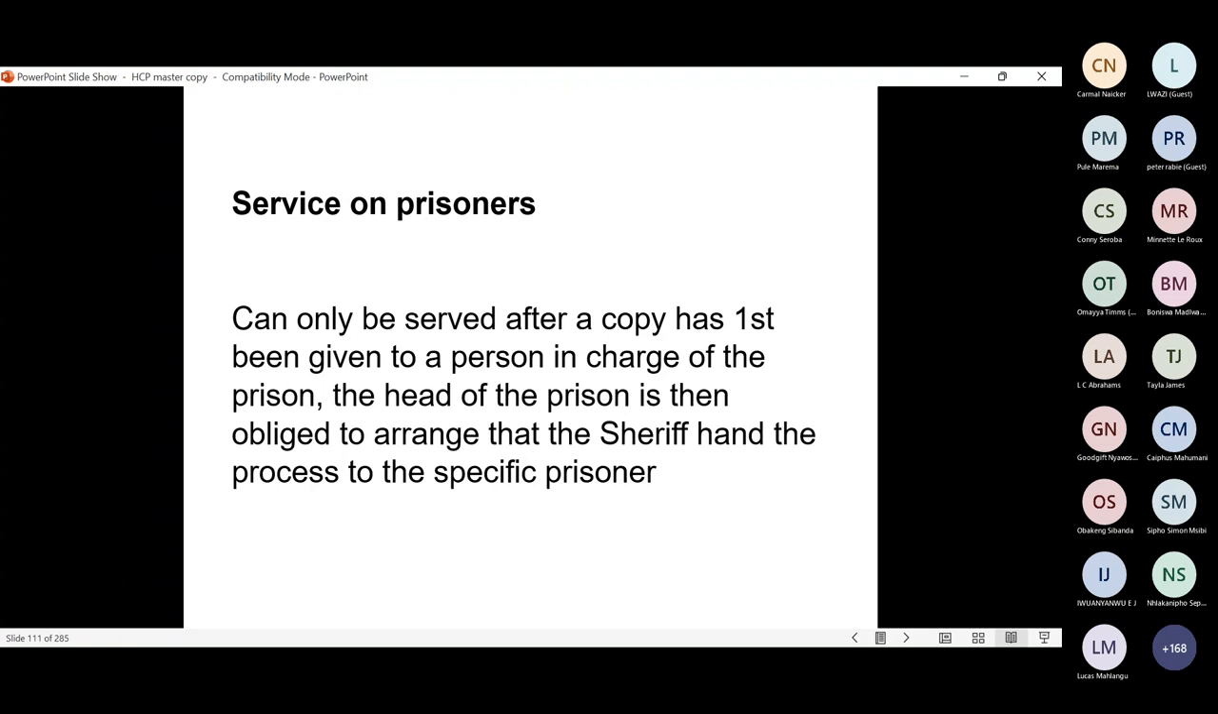Service on prisoners can only be served after a copy has first been given to a person in charge of the prison. The head of the prison is then obliged to arrange that the sheriff hand the process to a specific prisoner.